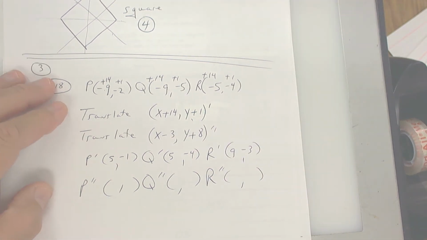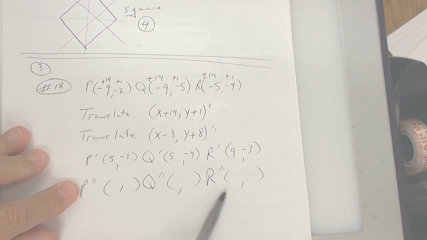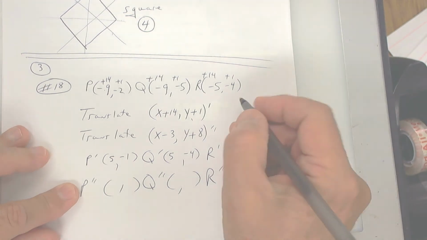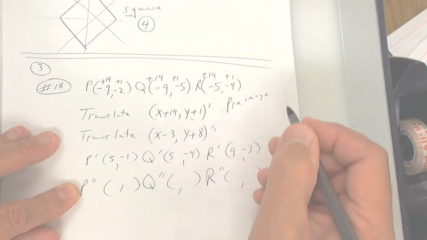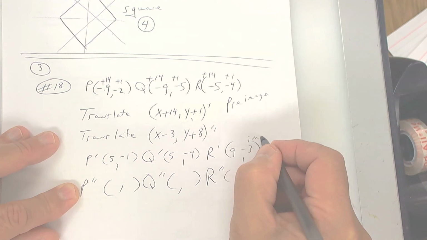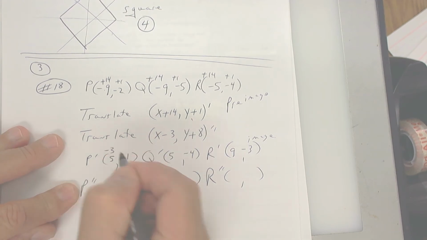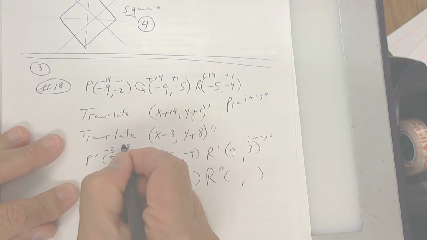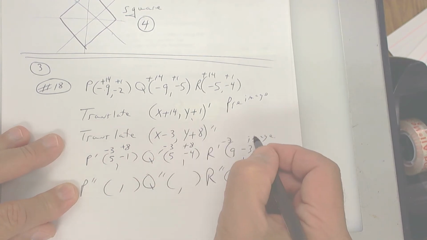Okay? Now that we moved it from here to here, we want to move it again. So we want to take the new one. Okay? This is the pre-image. And this is the image. But we have a double prime. So what we want to do now is translate it by this. So we want to subtract 3 onto this one and add 8. Subtract 3 and add 8.